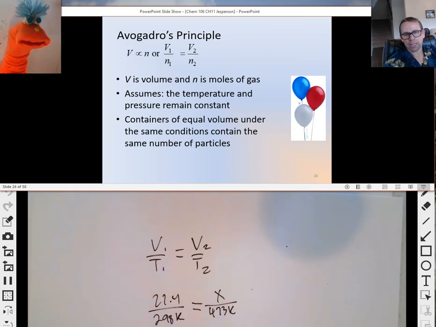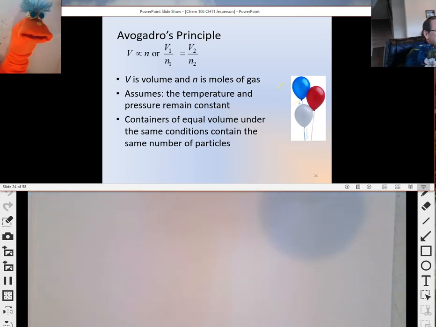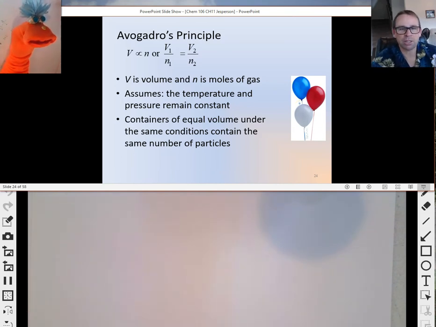There's one more relationship that we're going to include in the mix, and we've already introduced this to you, but not officially. This is called Avogadro's principle. Same Avogadro that identified 6.02 times 10 to the 23rd units per mole of material, right? Per mole of whatever it is. And the relationship here is that there's a direct relationship between the volume and the moles of gas that are in that sample.